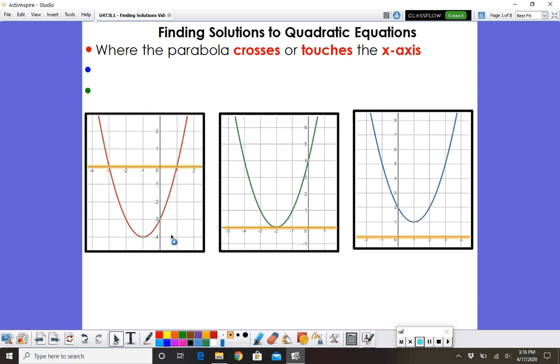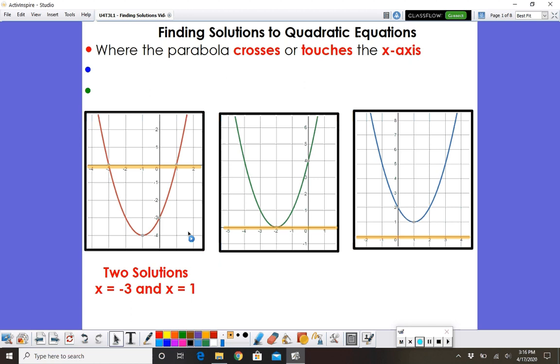If you look at this red parabola, you can see that it has two solutions, at -3 and also at 1. So right here at -3, right here at +1, that's where it crosses that x-axis. Our green parabola has one solution right down here because it only touches that x-axis in one place. And this blue parabola has no solutions because it never touches or crosses.